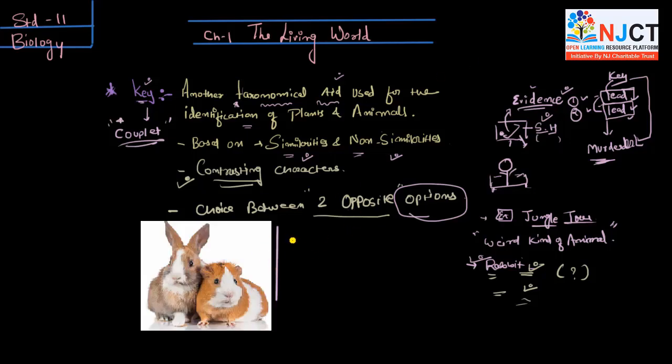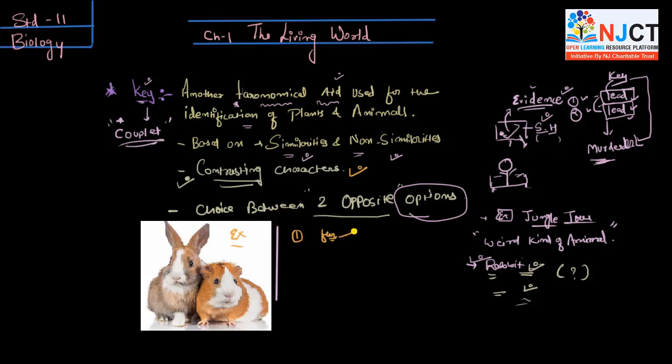Ta-da! Here is an example. Okay, so what happened? Rabbit. So first, let's just say how the key works. Based on similarities and non-similarities, I choose contrasting characteristics, right? So the first characteristic I chose was fur.